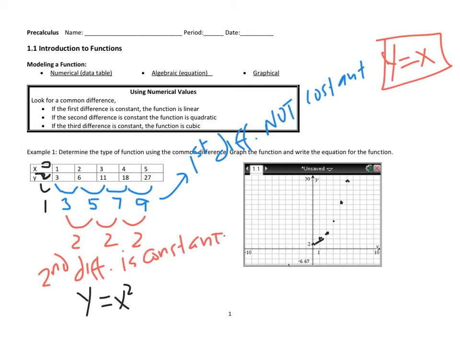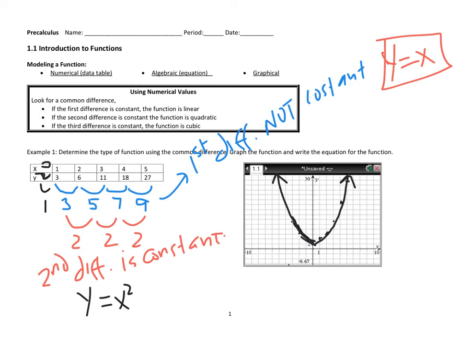And now I can see I have half my graph, and I can now use symmetry to get the rest of it. I can just use symmetry. So I can connect and get my graph. So that's my graph right there.